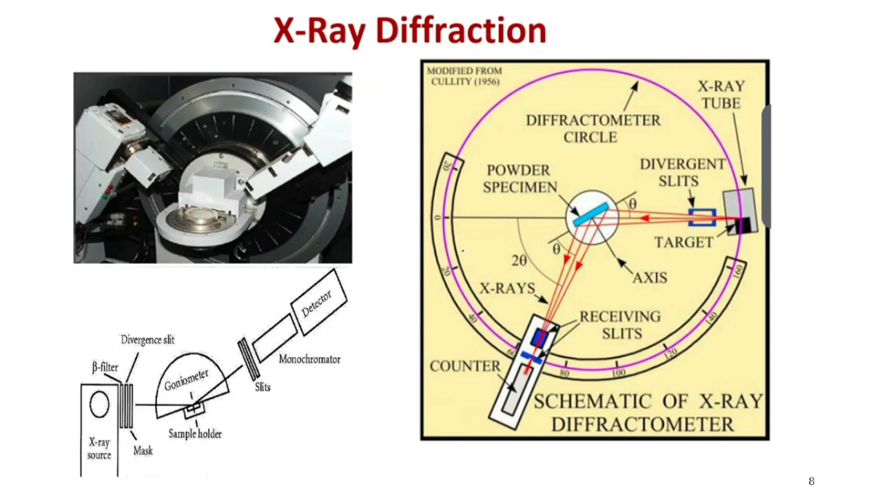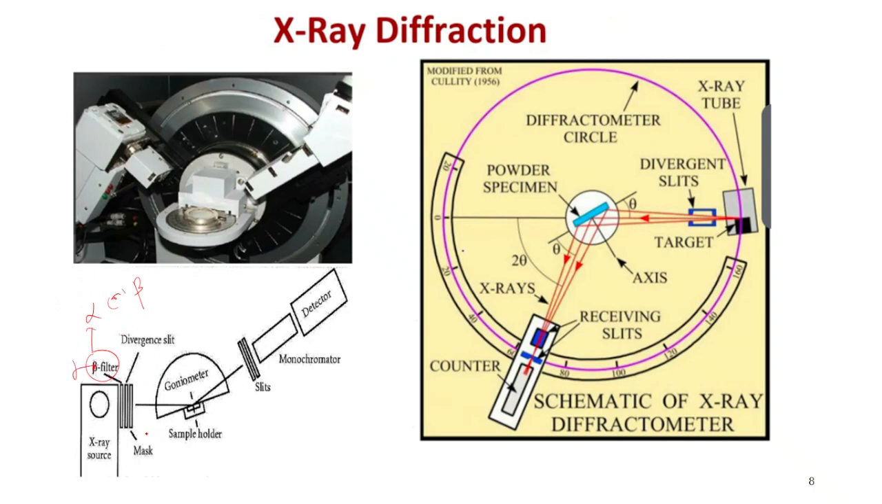So these are the components of the X-ray diffraction machine. Here we have the X-ray source, and then we have the filter. Either we can use alpha or beta, but usually we use alpha only. Beta is a rare case. So the alpha filter is what we use most of the time.